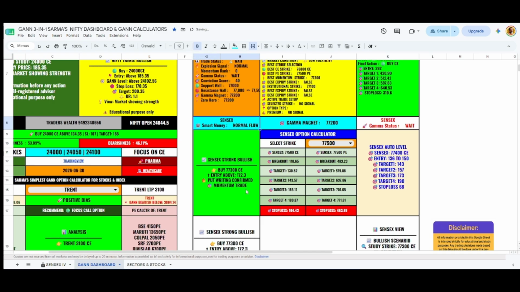For example, you can see SENSEX smart money is normal flow, gamma magnet is 77,200, and SENSEX status is saying to wait.